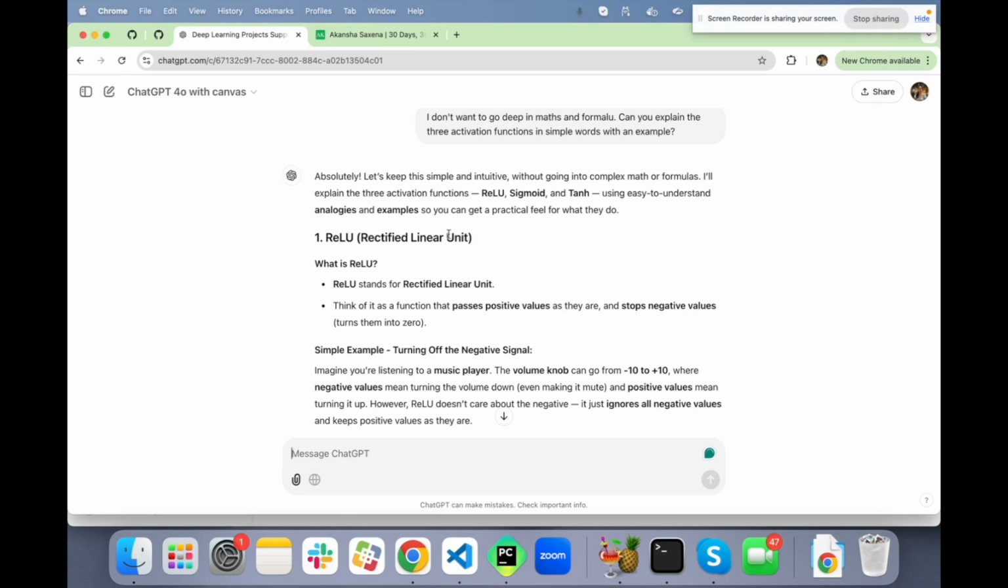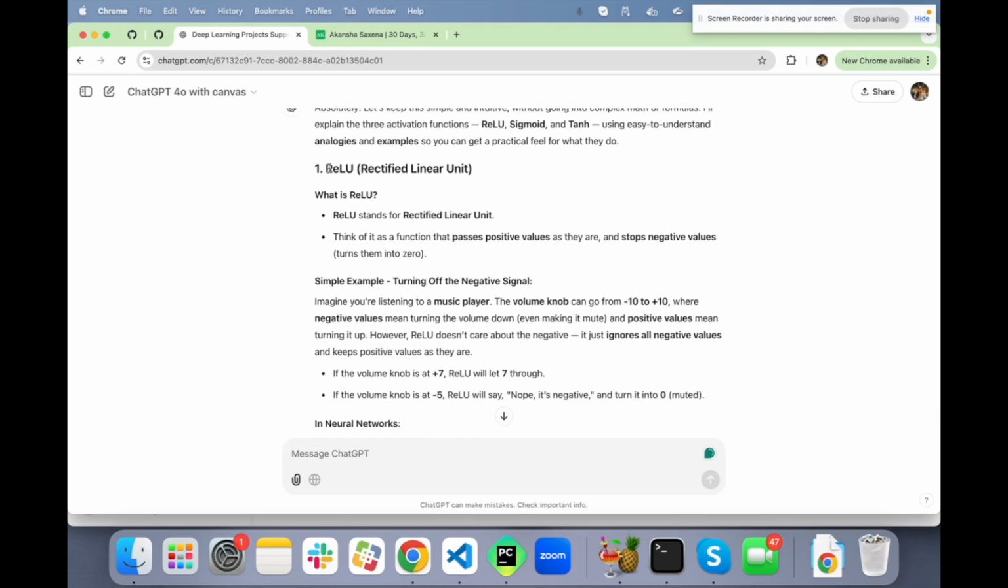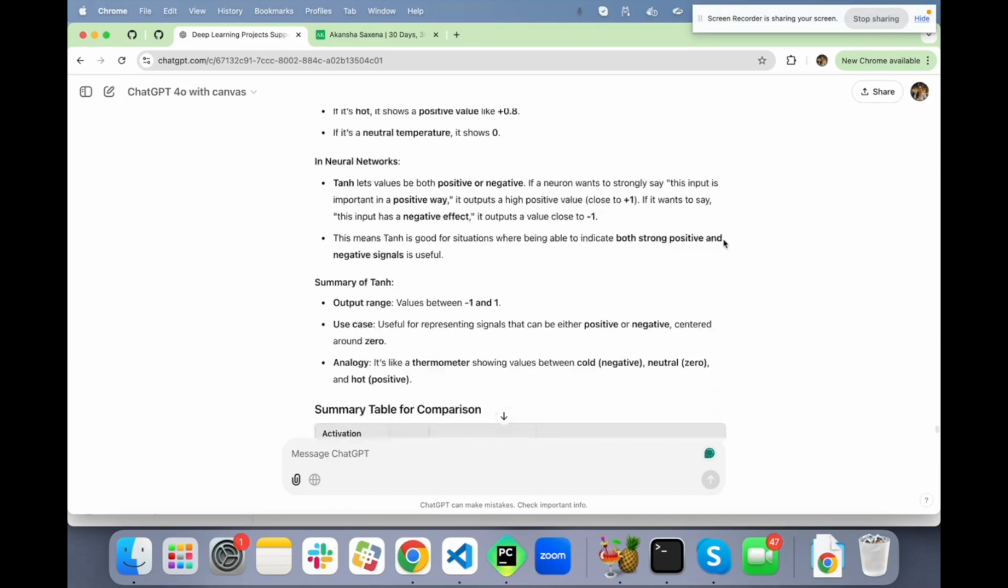So yeah, it has generated the response. So let's go through it. It says that the rectified linear unit, what is it? It stands for rectified linear unit. Think of it as a function that passes positive values as they are and stops negative values by turning them zero. When the value is positive, it is going to pass the value, and when the value is negative, it is going to stop it by turning it zero.